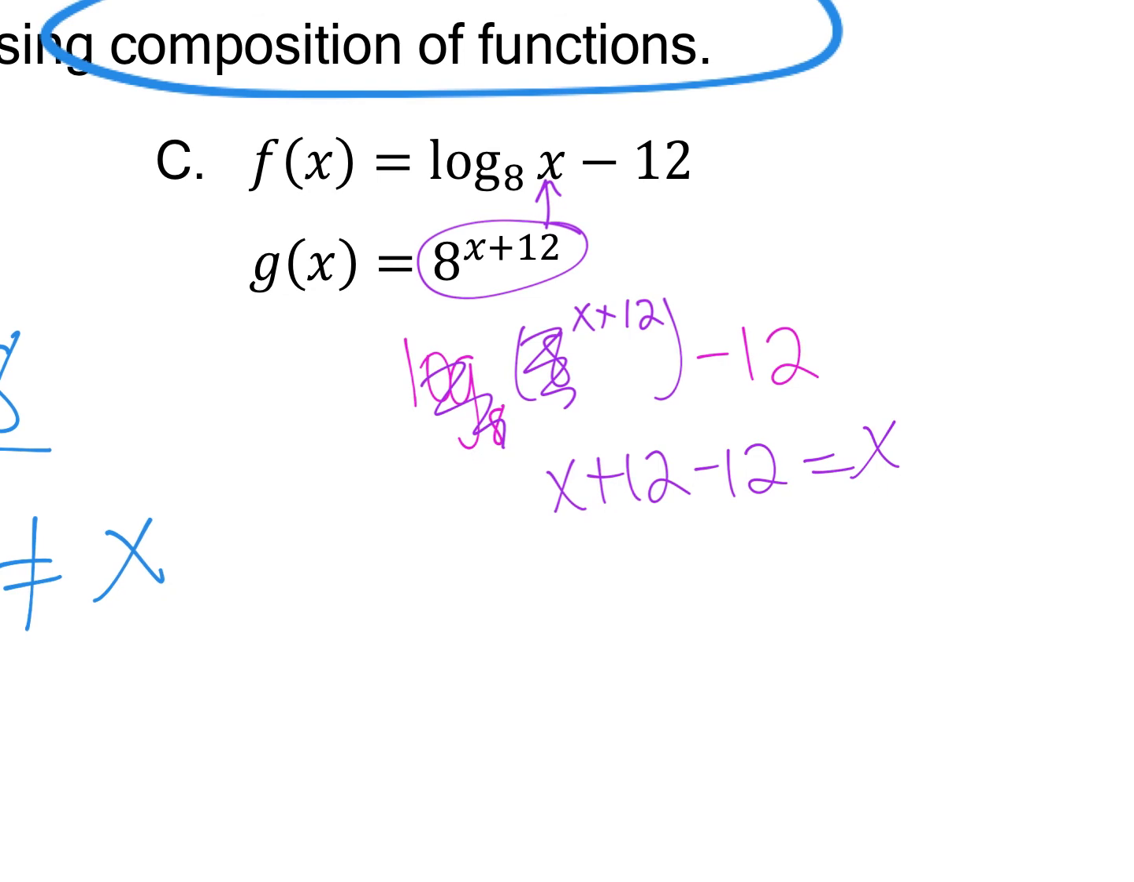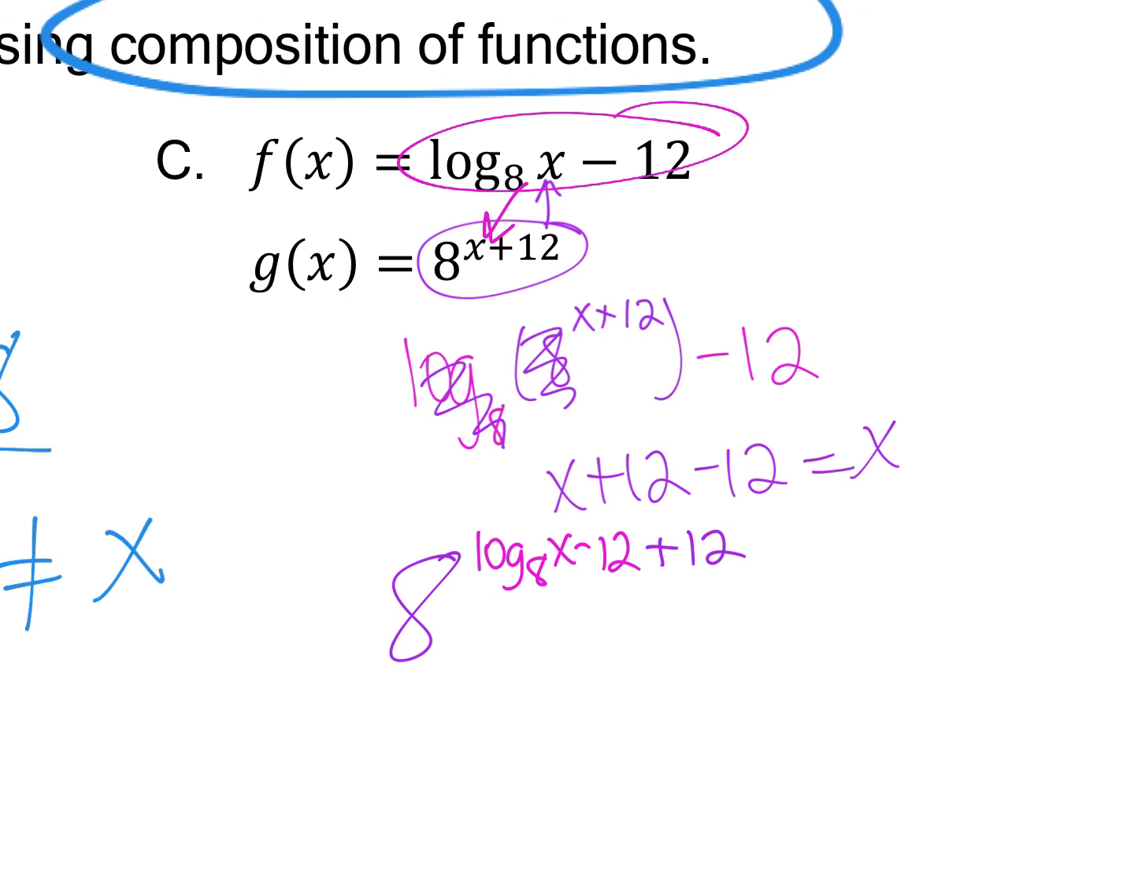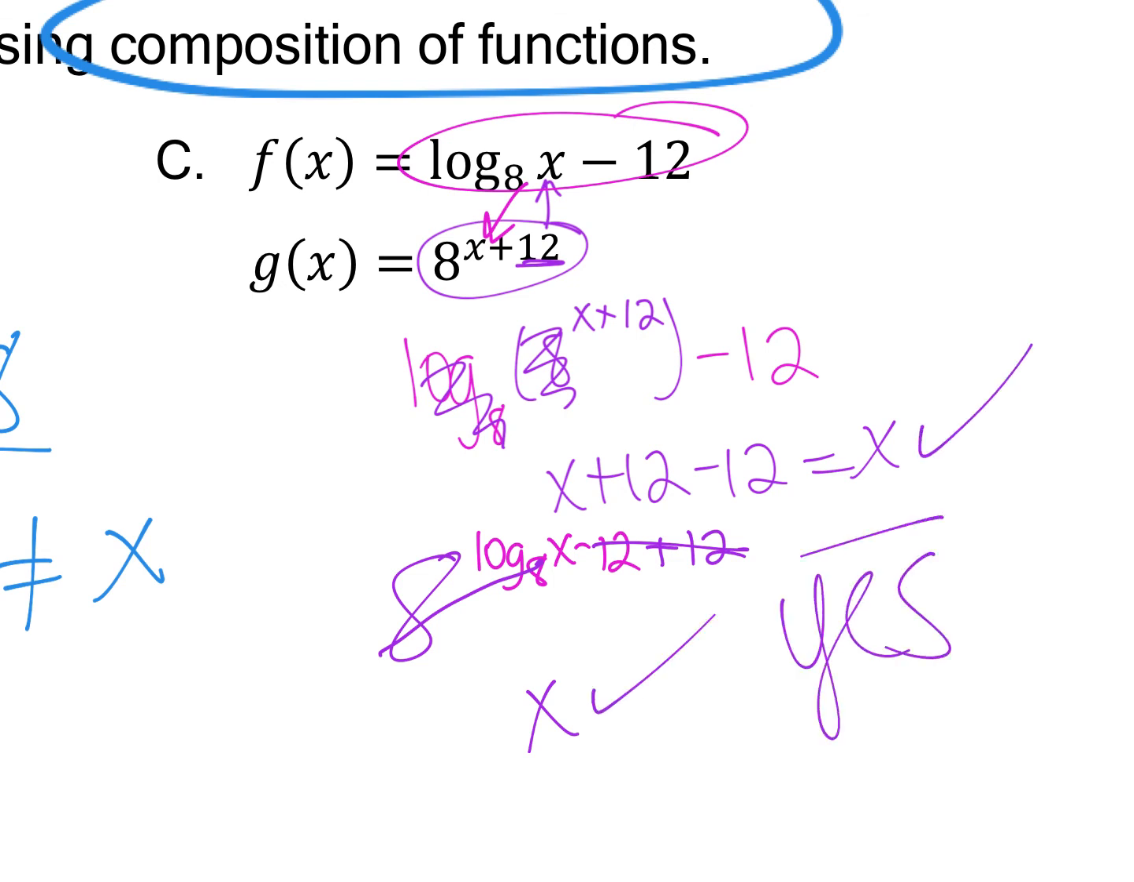And then make sure you check the other way, plug this in for x here. So you're going to have 8 raised to the log base 8 of x minus 12. And then you have a plus 12, still in the exponent part. So notice the log base 8, they both cancel. Negative 12 plus 12 cancels. You're just left with x. So yes, these would be inverses of each other.